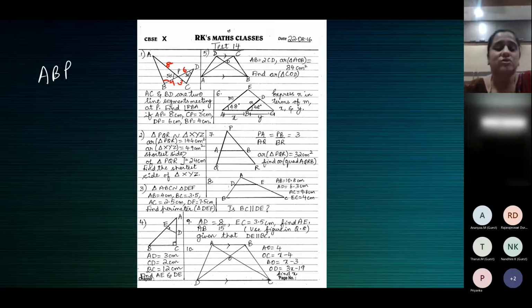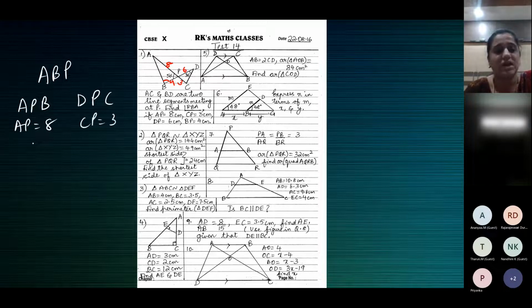All right. So how do we prove that the two triangles are similar? Now, what are the line segments given, children? Let me look at the two triangles. One we have APB, and the other is DPC. In APB, you know AP is 8, and in this triangle, you know that CP is 3. And in this triangle, you also know DP is 6, and here, you know that BP is 4.